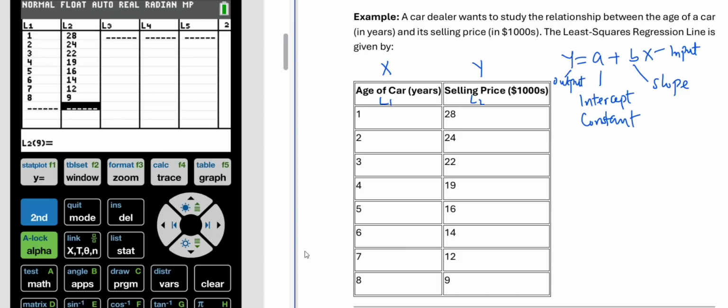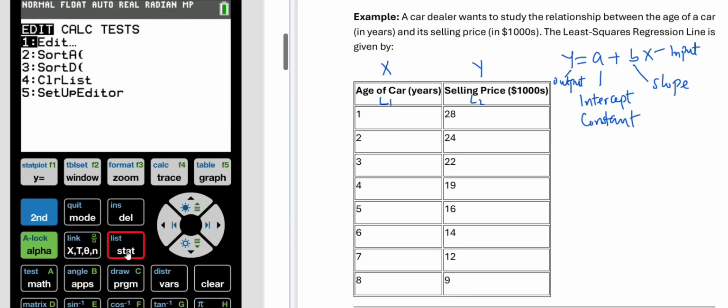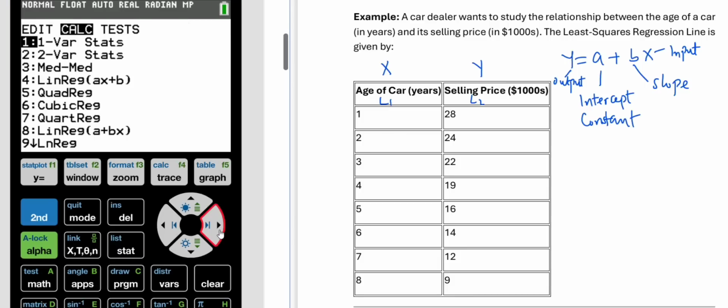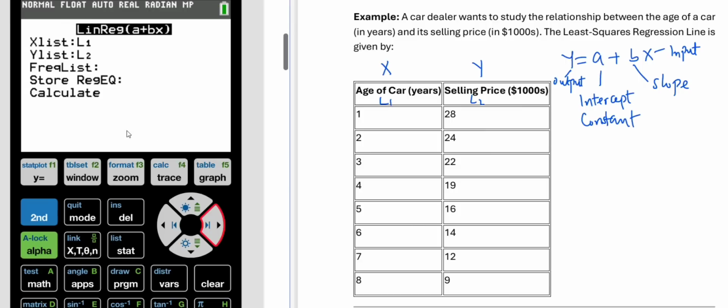Now we want to get the regression line using this format. We click on Stat, then click on Calc. Come down to number 8, which is LinReg a plus bx. If you look at this, a plus bx is the same thing as this format, but if you click on number 4, it is a different format entirely. It's still the same, but it's quite different. So don't click on number 4, click on number 8. Then the X list is going to be L1, the Y list is going to be L2. Then we can calculate.